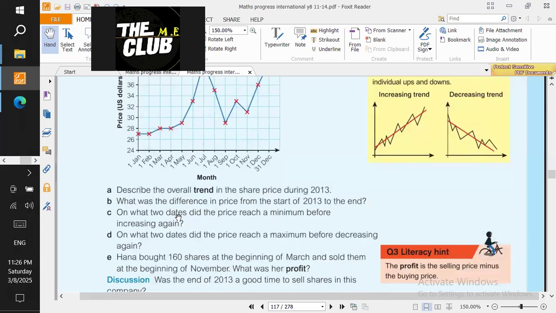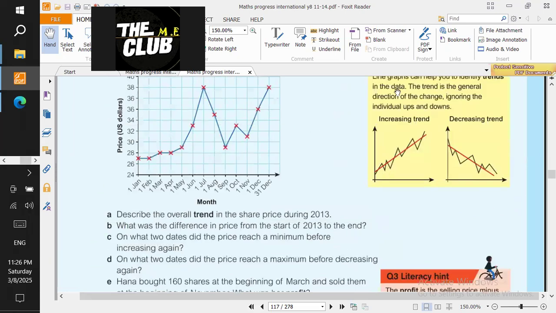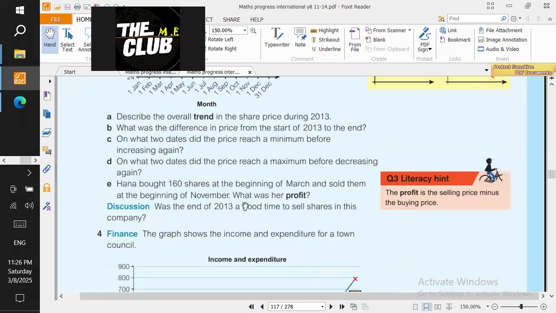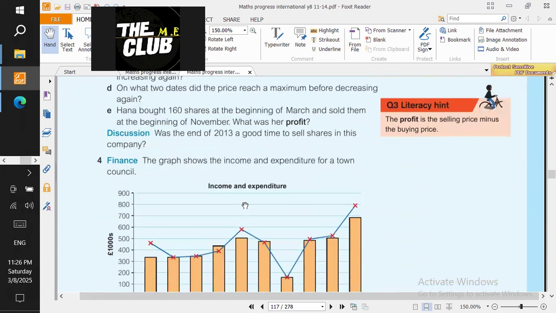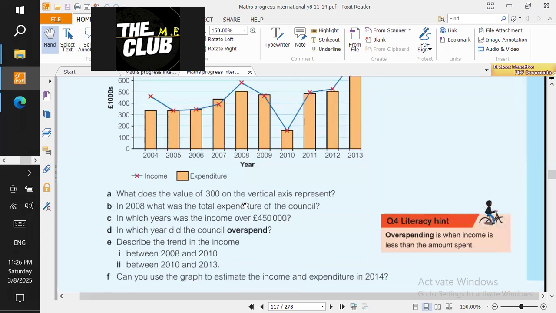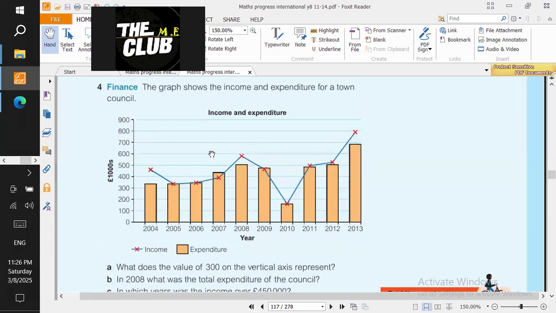Same idea, you use them to answer the questions, okay? Let's not waste time here. I just wanna make sure that you understand the meaning of words. Increasing, going up. Decreasing, going down. Let's see. Over expenditure or overspending. Overspending means you're spending more than your income.